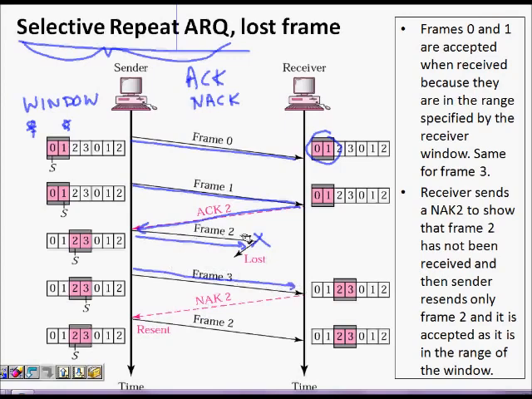Now the receiver gets frame 3 and knows that in this window it has received this, but it has not received frame 2. So it sends a NAK. NAK 2 means I have not received frame 2. Now the sender knows it and sends frame 2 again. So now the receiver has received both the frames.